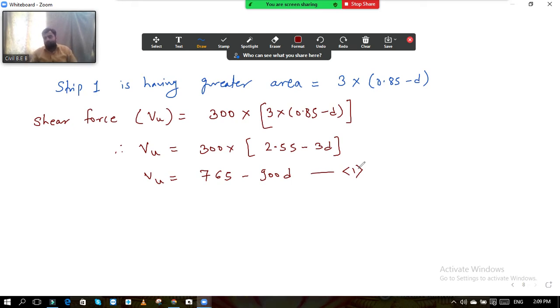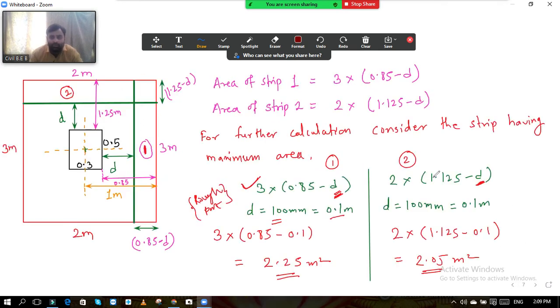Sir, area of strip 2, can you... Area of strip 2, 1.25. Yeah, it is 1.125, sorry, 1.125. So the maximum area is strip 2, I think. Okay, so here see, this is 1.25 and this is D. So this area will be 1.25 minus D, not 1.125. So we have to make the correction.